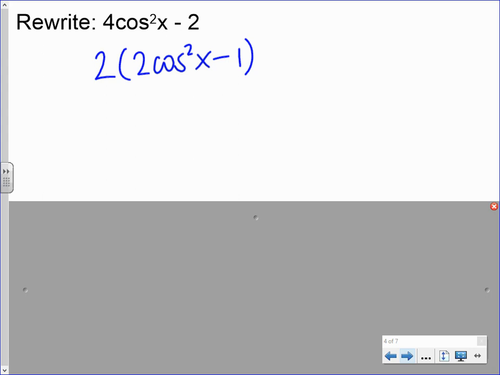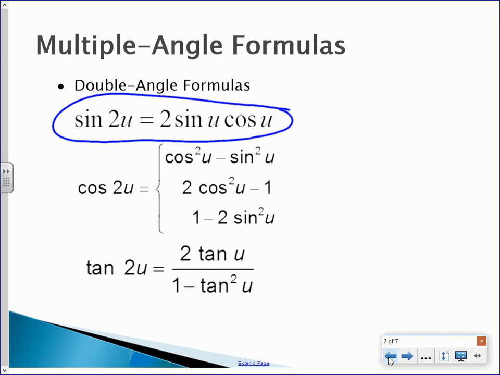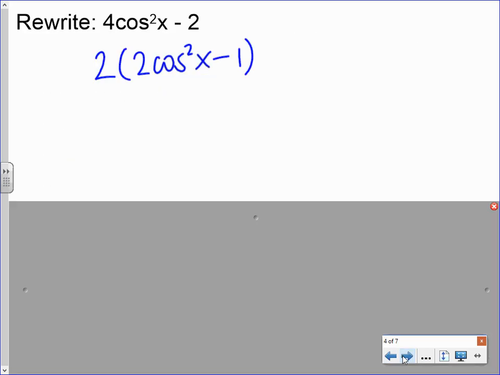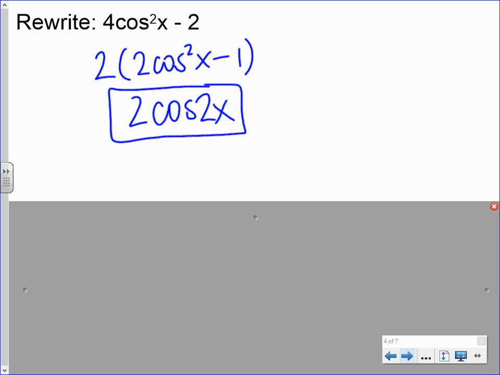It's one of the cosine formulas. We have this right here. 2 cosine squared u minus 1 is cosine of 2u. So since it follows the pattern of the double angle cosine formula, we can change this to cosine of 2x. And then we still have the 2 out in front.